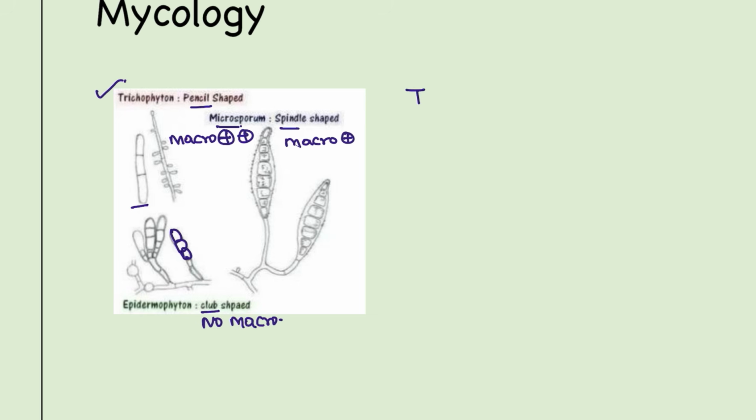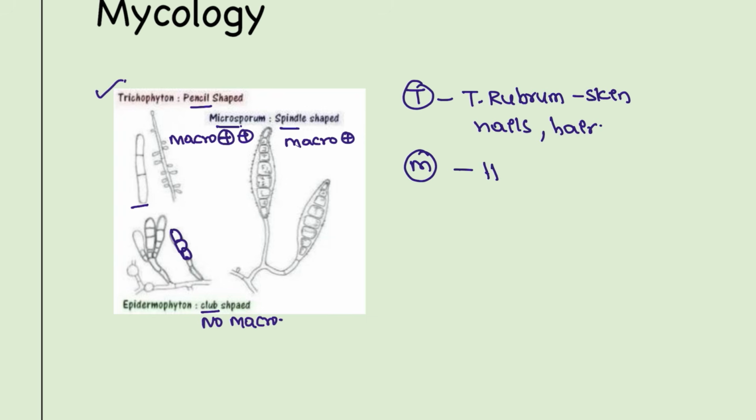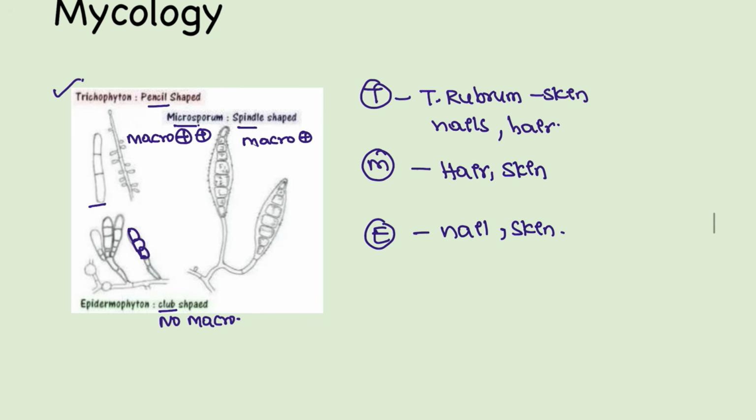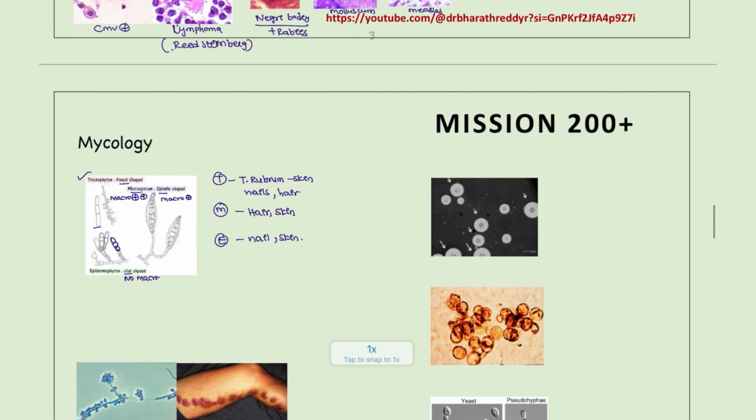In Trichophyton, the most common species is Trichophyton rubrum, which is the presentation for the skin, and it can also involve the nails and hair. Next, Microsporum involves the hair and skin, and Epidermophyton involves the nail and skin. These are the different species associated with dermatophyte infections.